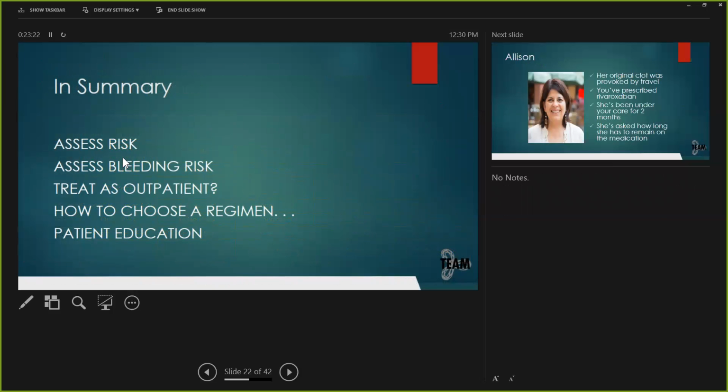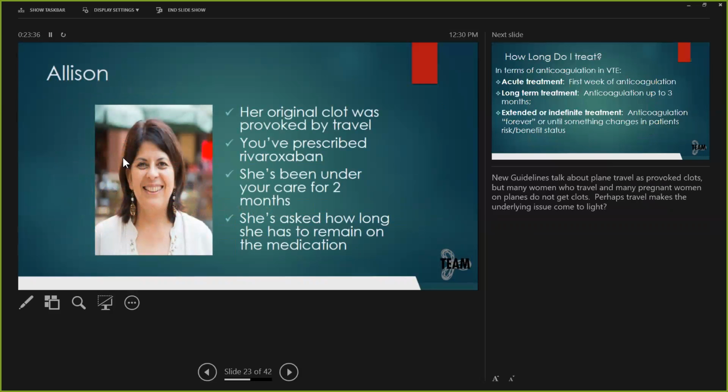So in summary, how do we assess the risk with the scores we have and the high clinical suspicion: first assess the bleeding risk for the patient and the comfort in treating as an outpatient, and then choose the regimen. If you look at our previous patient, her original clot was provoked by travel, and we prescribed Xarelto for her, and she has been on Xarelto for 2 months. Then she asked, how long do I need to be on Xarelto? Is it 3 months, 6 months, or lifelong anticoagulation?